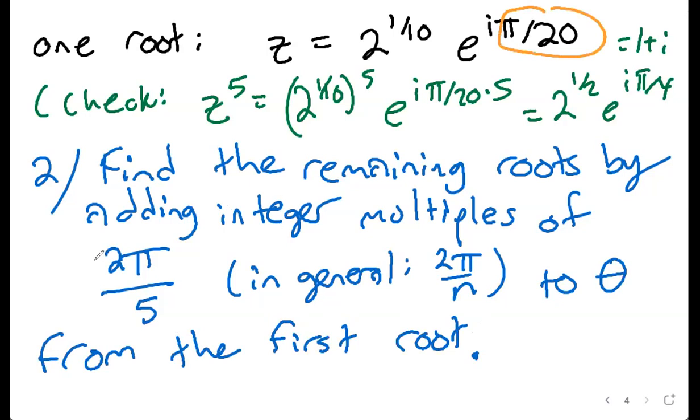And so how do we find the remaining 4 roots? We're going to add integer multiples of 2 pi over 5. That 5 down here is coming from the fact that we're looking at 5th roots. If I was asking you to find 6th roots, you'd be doing 2 pi over 6. If I was asking you to find 7th roots, you'd be adding integer multiples of 2 pi over 7, and so on and so forth.